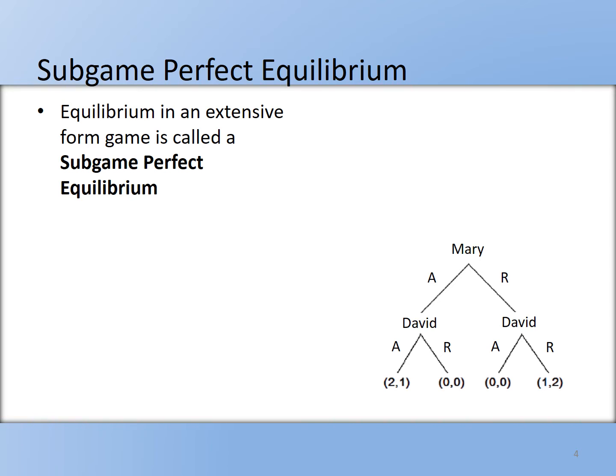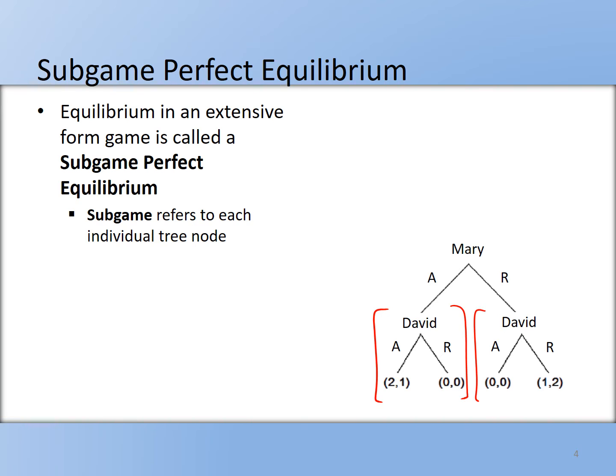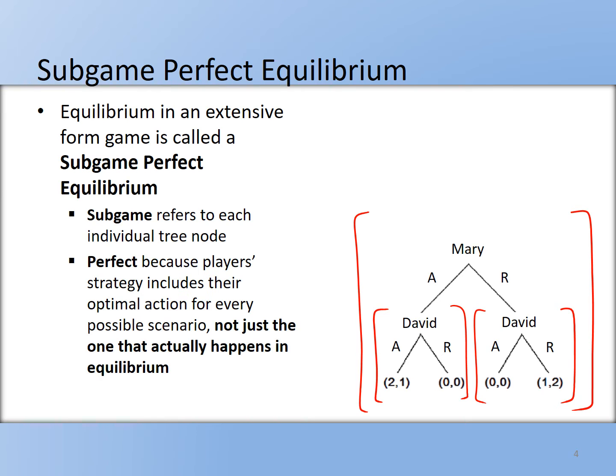The equilibrium concept in an extensive form game is called subgame perfect equilibrium. It sounds very technical, but it's actually quite intuitive in what it means. All right, what is a subgame? A subgame refers to each individual tree node, right? So each one of these is a subgame. This is a subgame. The right hand side is also a subgame, and the overall game is a subgame, right? Each bracket is a subgame. Each individual tree node is a subgame. The overall game is also a subgame.